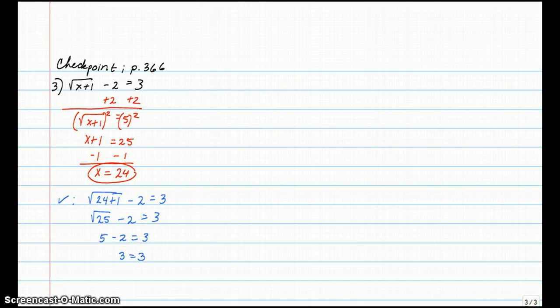The next problem that you're going to do is number 4 from the checkpoint on page 366. Number 4 is 2 times the square root of x equals the square root of x plus 3. Now, whenever you have a radical on both sides, you will get rid of that radical by squaring. But before you do that, you have to do something with the 2 times the square root of x. Go ahead and see what you can come up with, and then we'll check it.